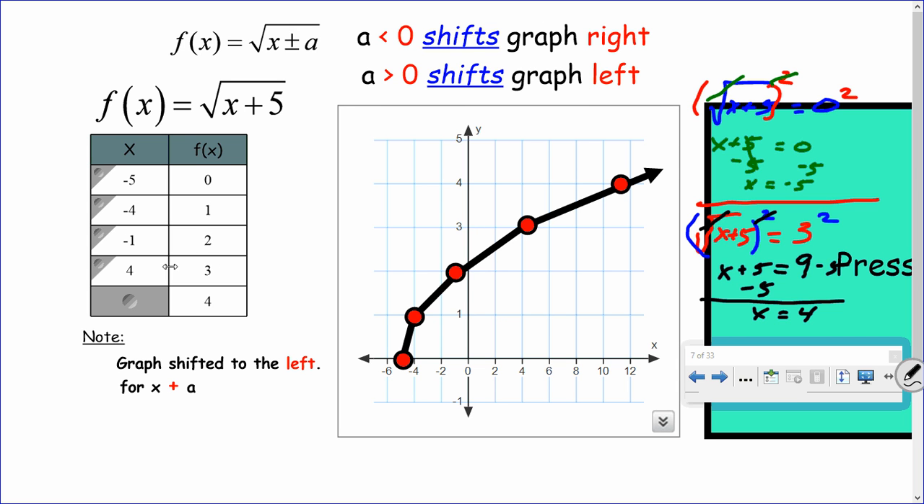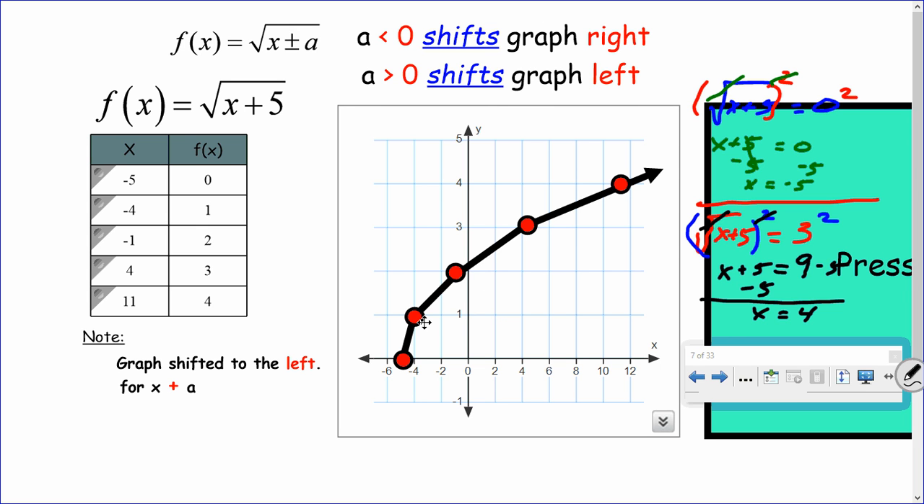What do we got? -1, 2 up here, and we already solved 4, 3, and hopefully you solve this point, 11, because 11 plus 5 is 16, and the square root of 16 is 4. So we got 11, it's halfway between there, and it's 4.